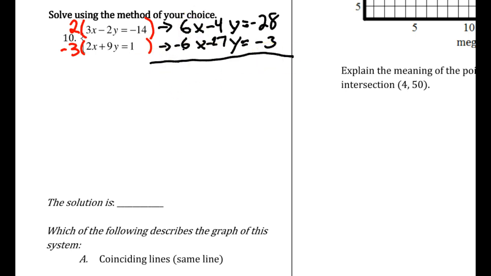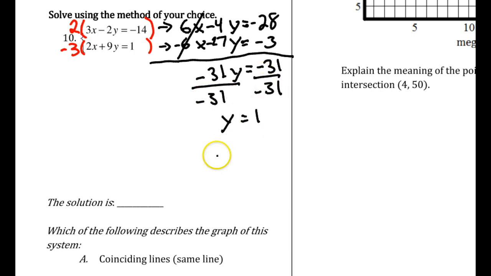Alright, so we get 0 and negative 31y equals negative 31. And divide by negative 31. Okay, let's plug back into either equation. I'm going to plug into the bottom one for no reason really, just to pick one of the two. Could have picked the top, but I like the smaller numbers.